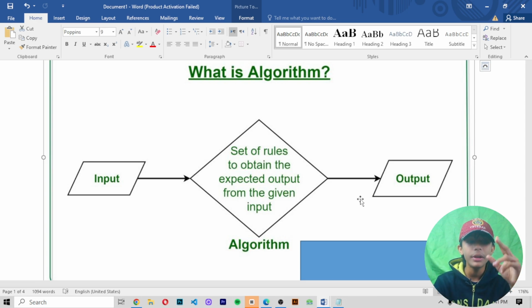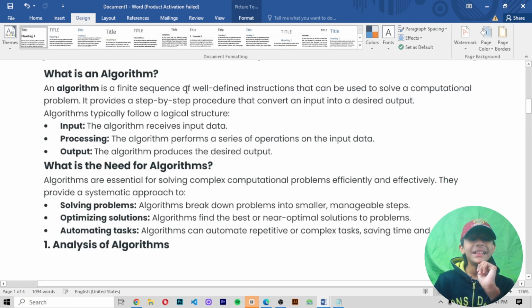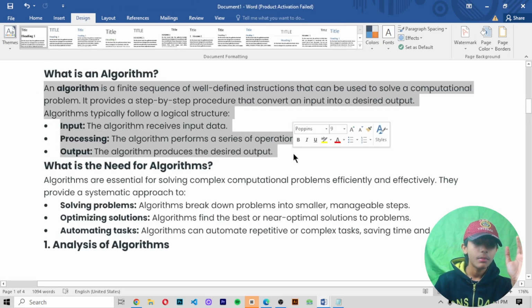It means that when you give one input, it applies the set of rules to obtain the expected output from the given input, and then it gives you the output. This is called the algorithm. I know you may not understand from this diagram and what I am saying, but let me explain in detail.